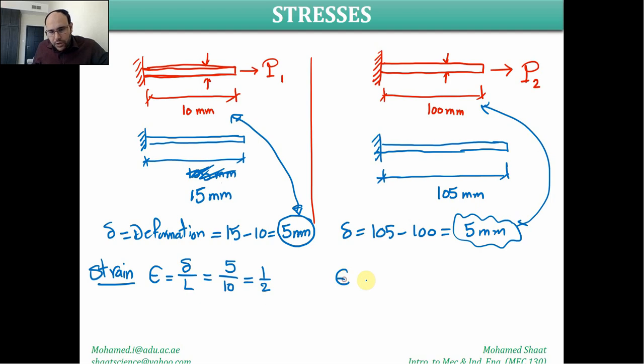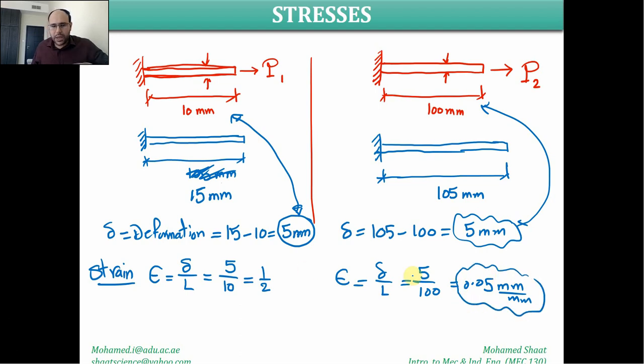But the strain here equals delta, the deformation, divided by the original length, which is 100, which gives us a small value, 0.05. This is millimeter over millimeter, and we will discuss the units. So if I ask you how much the strain is here, it is 0.5, but here it is 0.05. This means that this bar will be subjected to a very small strain in comparison to this bar, which will be subjected to a very high strain. It means that this bar is the one that is going to fracture before this one.